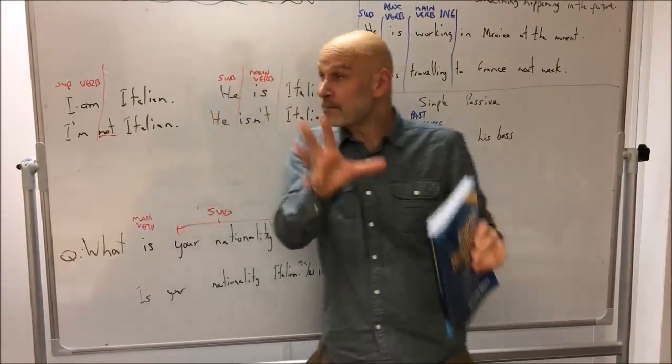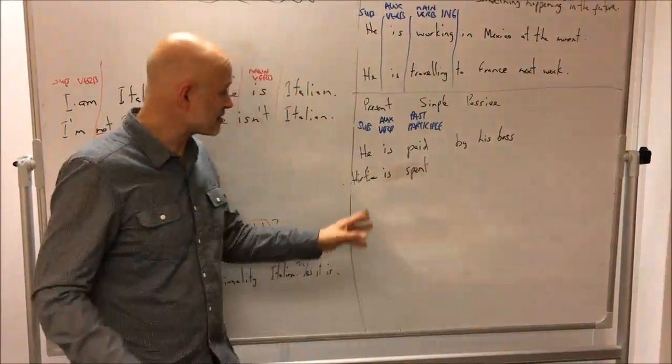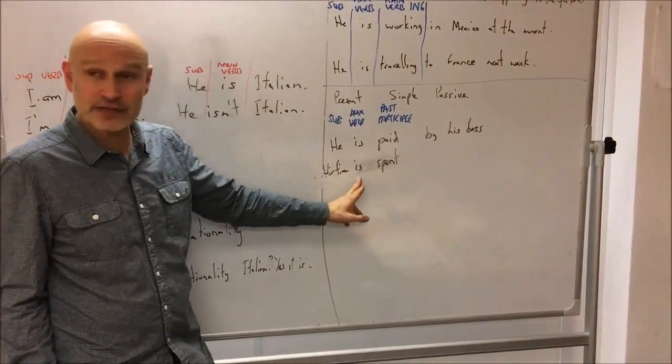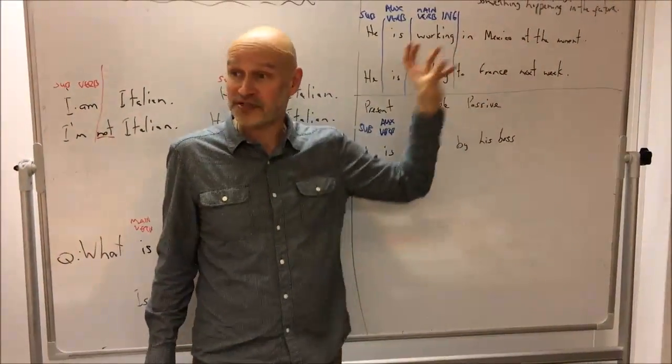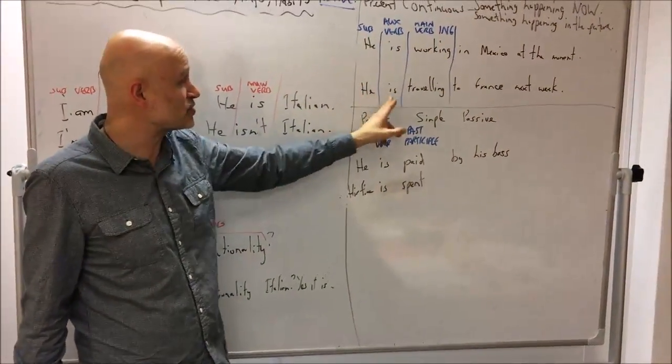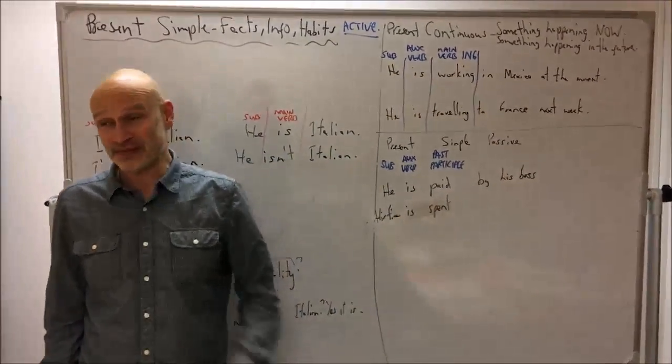So remember, present simple active uses the verb to be as a main verb. Present simple passive uses the verb to be as an auxiliary verb, using the main verb as the third column, the past participle. And present continuous uses the auxiliary verb to be and the main verb in the ing form. That's what we're doing today.